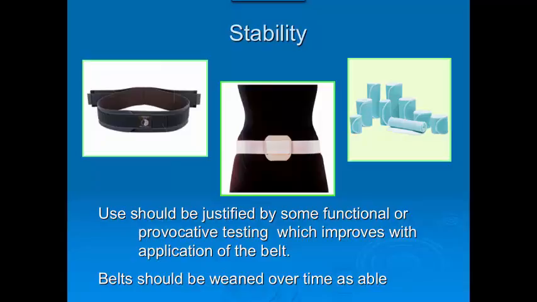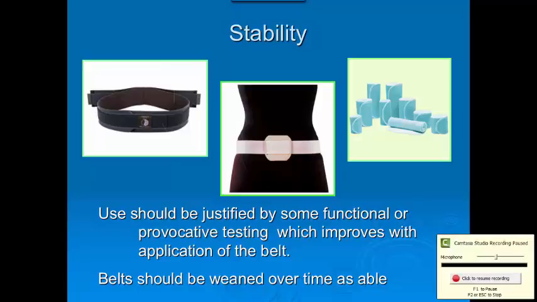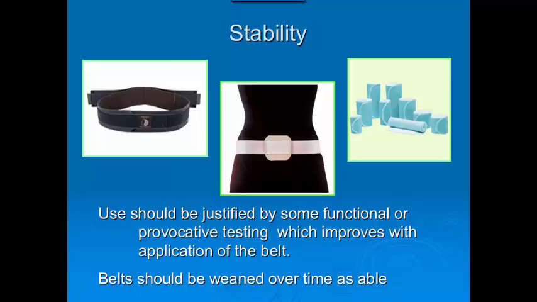The use of external supports should be justified by some form of testing which improves under the application of the belt. Belts and external supports should be weaned as able, justified by your clinical testing. In conclusion, with regards to the SI joint, please consider the words of Albert Einstein.